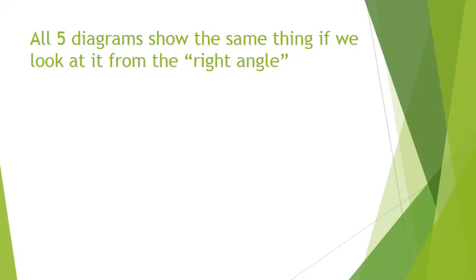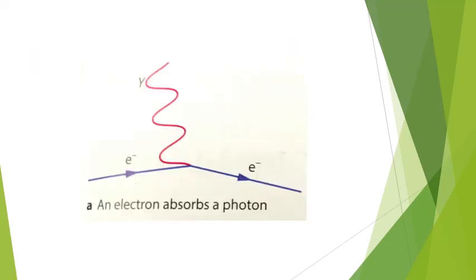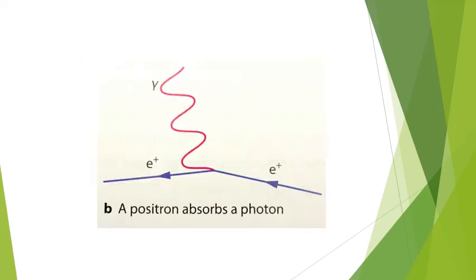Now, the diagrams that I'm about to show you, the next five, show the same thing if we look at it from the right angle. So, in other words, here, let's say you have an electron, right, and it absorbs a photon. Well, if it does that, it's kind of like a collision. These two collide together, they move off together, right? And so you've got that. Now, this one should look kind of strange because a positron absorbs a photon, right?